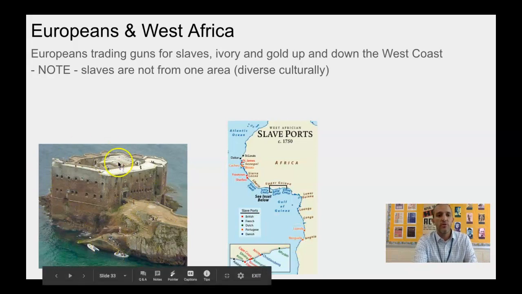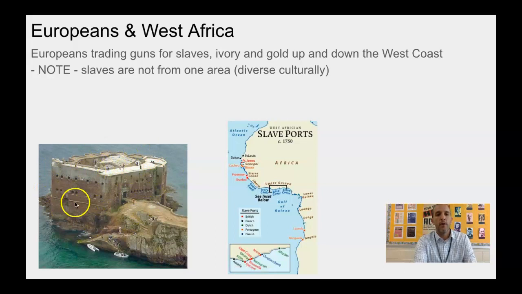Also, in terms of slave trade outposts, this is what you would find throughout the west coast of Africa. Some of these still remain as museums or monuments or symbols of this mass genocide and mass slavery that goes on in the Americas.